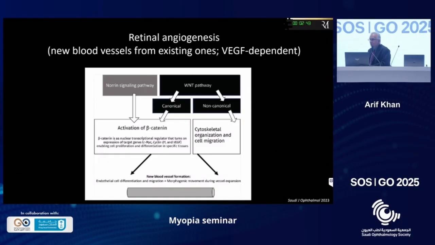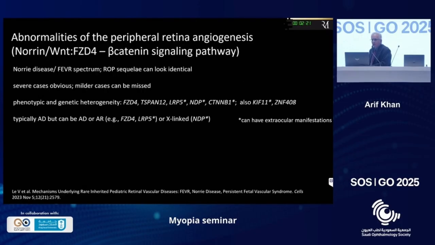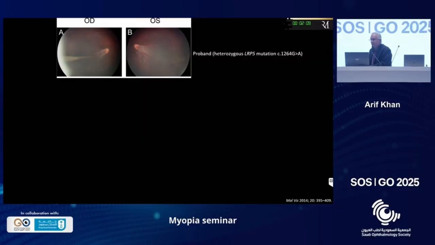Angiogenesis is new blood vessels from existing ones. It's VEGF dependent. It's what's dysregulated in ROP and also in FEVR. And when these patients are severely affected, they come in with tractional retinal detachments, retinal folds. But when they're mildly affected, they come in with myopia and minimal peripheral changes, which may not be diagnosed unless you look for them. I'm not going to go into the genetic mutations. Just understand that when a patient comes in with myopia, we have to consider that it could be an undiagnosed FEVR or ROP and look in the periphery.